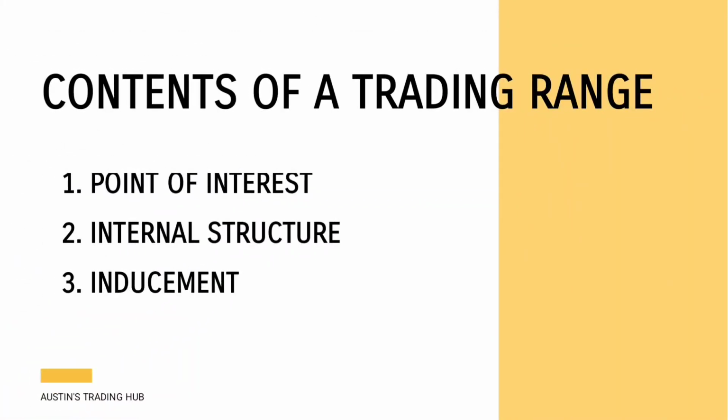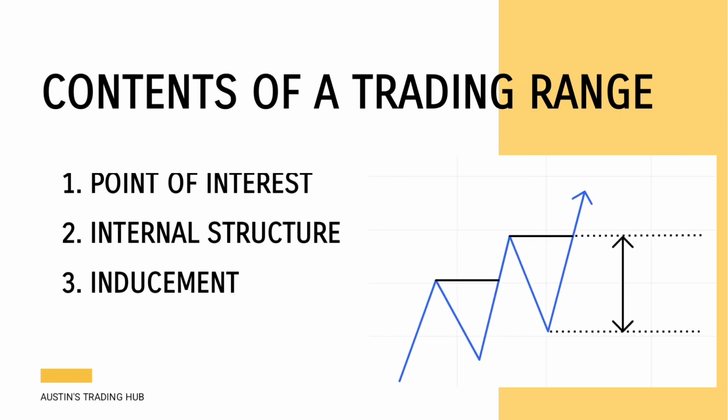So, what are the contents of a trading range? What are the things we would see within a trading range? There are basically three things. We're going to see point of interest, we're going to see internal structure, we're going to see inducement. Because one question that would usually pop up in your mind is this: this trading range is very big. Of course, it is big. So why would we take a trade just anywhere within this trading range? How do we know where exactly to take this trade to minimize our risks?